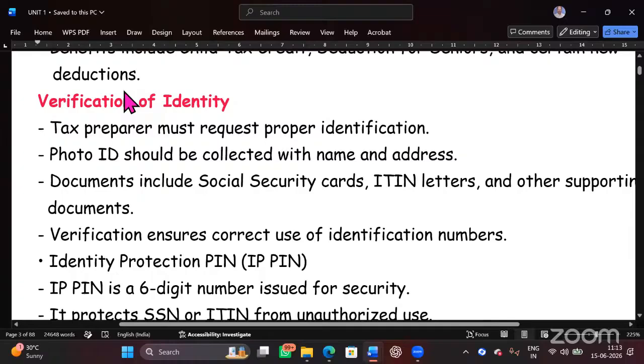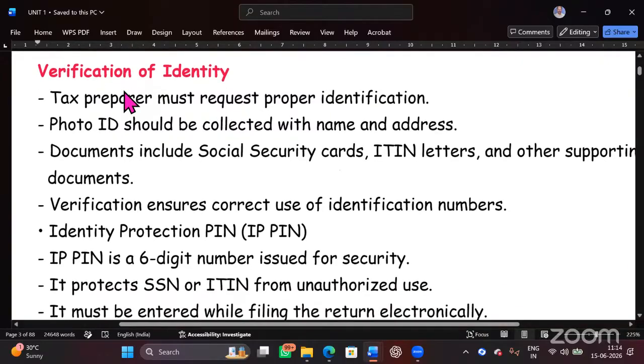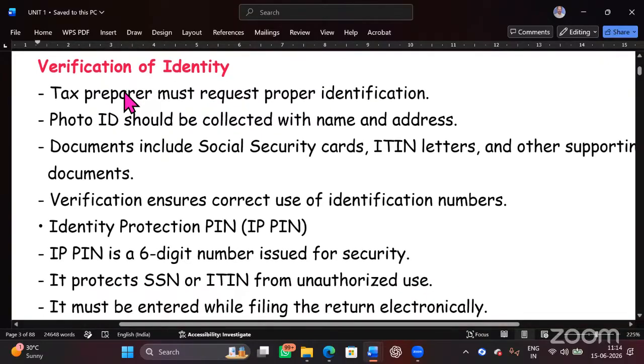When a preparer is helping a taxpayer, the preparer has to verify certain documents. The preparer must request the identification number with photo ID. Similarly, when you try to take a loan from the banks, bankers ask for our identity, like the Aadhaar card. The Aadhaar card has a photo ID, address ID, and Aadhaar identification number, everything like that. The preparer must take the information clearly from the taxpayer.